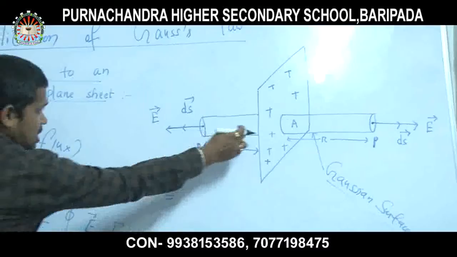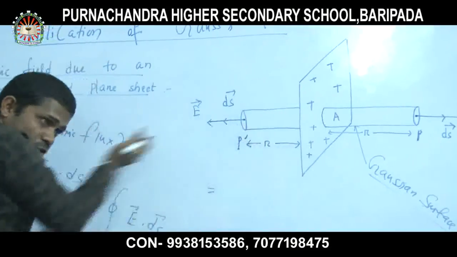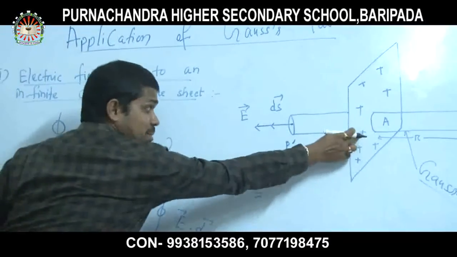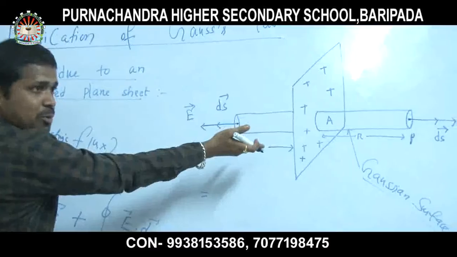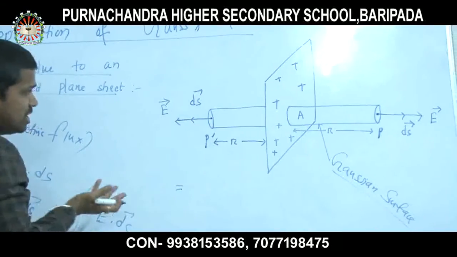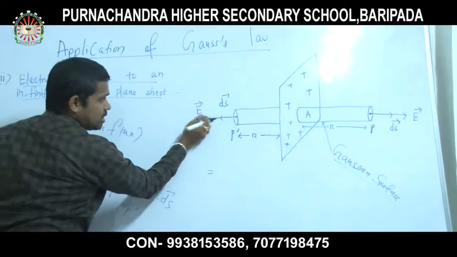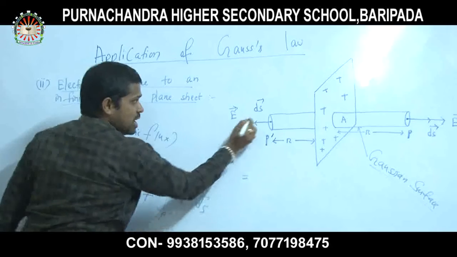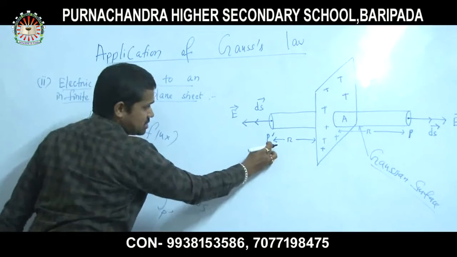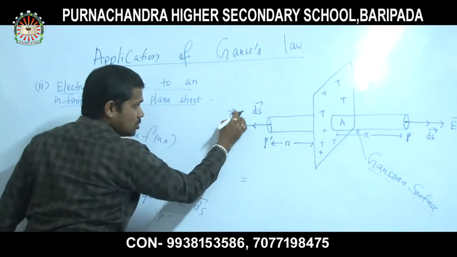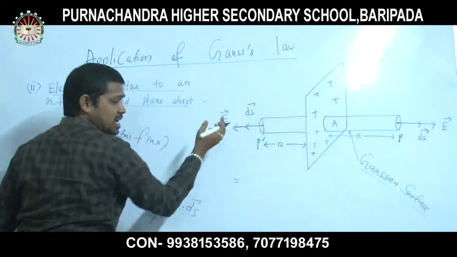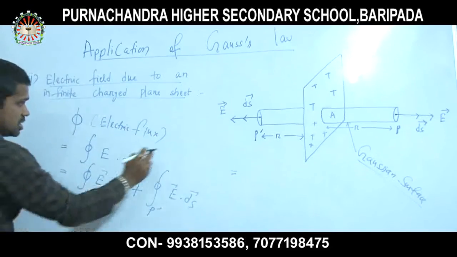So come to this side. This is also positively charged. That means it is also outward. Because if it is negatively charged, then it will be inward. Because I will take only positively charged. So that's why it is outward in nature. So outward means this is the direction of electrical intensity, and this is the direction of ds at point P dash. So what is the angle between these two, that means E and ds? The angle is 0 degree. Okay. So let us put it here.